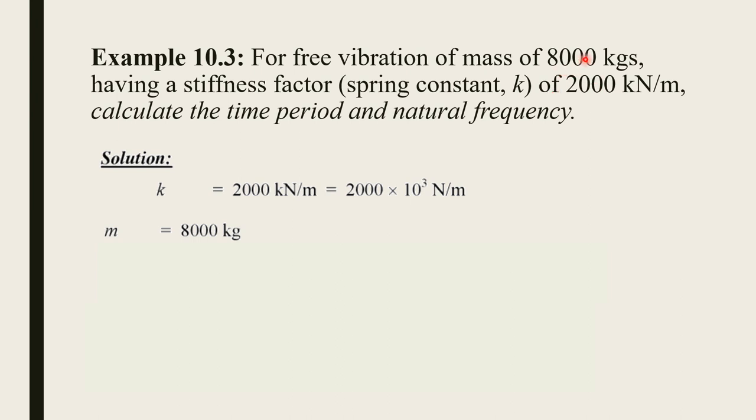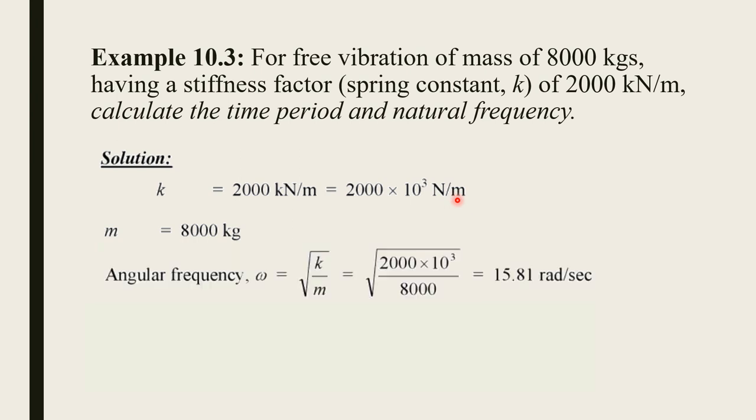Mass is already in kg. So mass is 8000 kg, and k is 2000 kilonewton, converted into 2000 times 10 raised to the power 3 newton per meter. Angular frequency will be the square root of k over m. 2000 multiplied by 10 to the power 3 divided by 8000 gives a value of 15.81 radian per second.